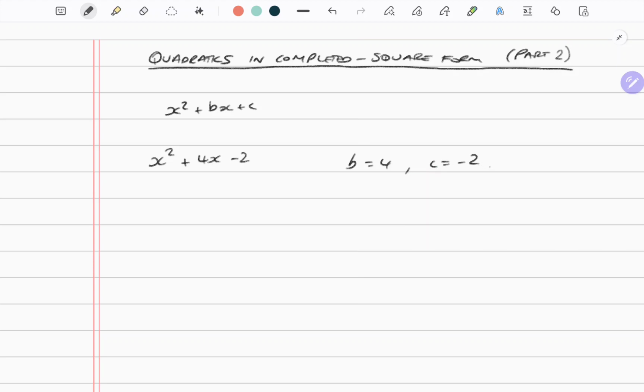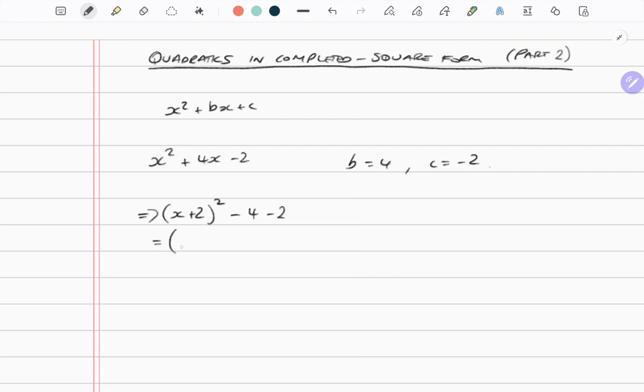So what we would do here is create this little framework. We have x and then a gap, and then we'll put the square because these brackets will be squared. We need to remember that minus 2. But first things first, we need to halve that value of b. It's a plus 4, so half of that is plus 2. Then we need to subtract the square of that half, and that is equal to 4. And we also have the value for c, which is minus 2. So that's what we're left with here.